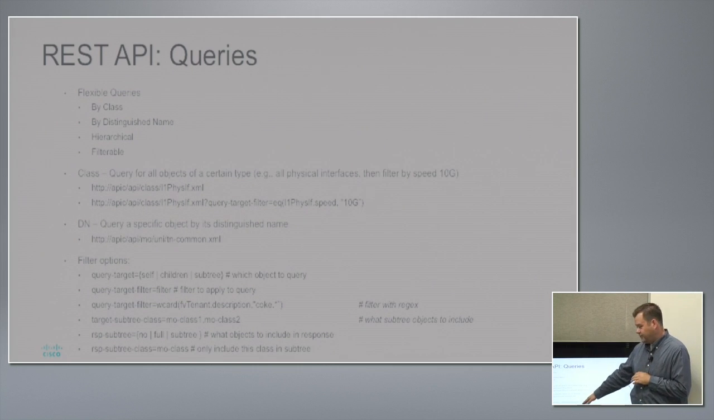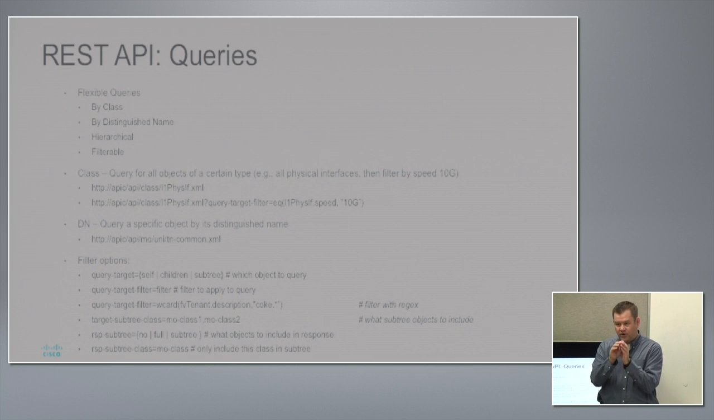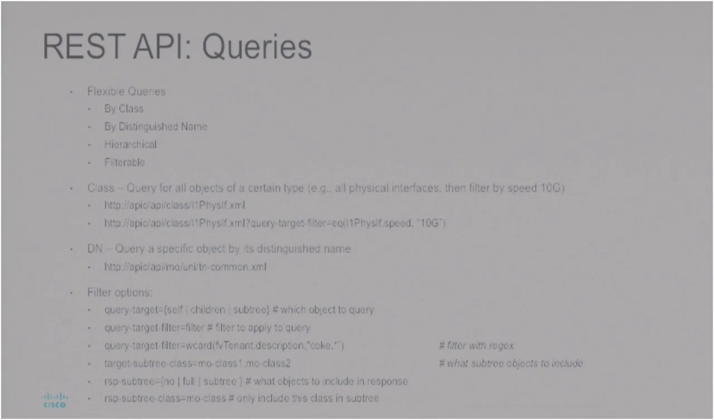There are many filter options, and I'm not sure if you can see it from the back, but you can query full subtrees, and you can say whether I want a query to be on that particular object, or I want anything below that object. You can go deeper and say what I want in the response, what I want my query to be accessing, and what I want you to return as part of that query. So all of those capabilities are there.